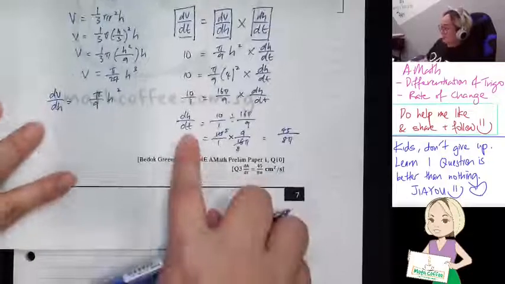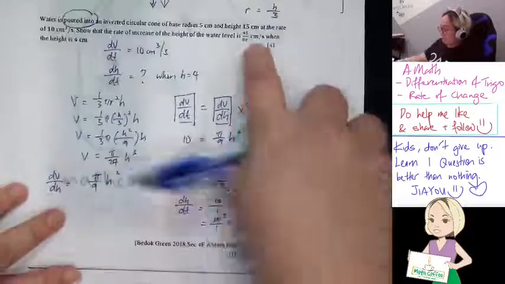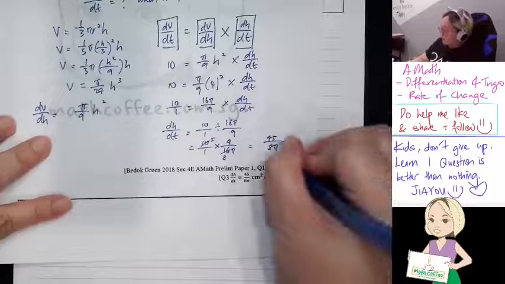So dH/dt is equal to 45 over 8 pi. And this is what they asked me to prove. So just write cm per second, and then after say shown.